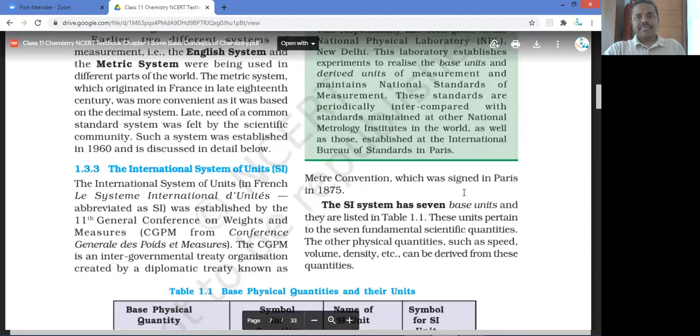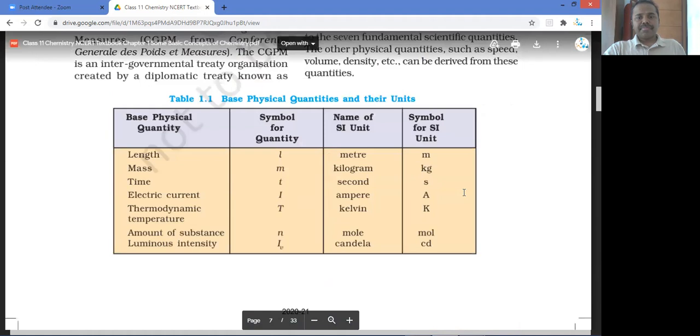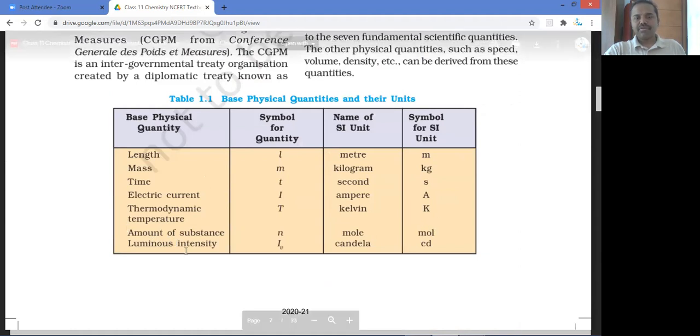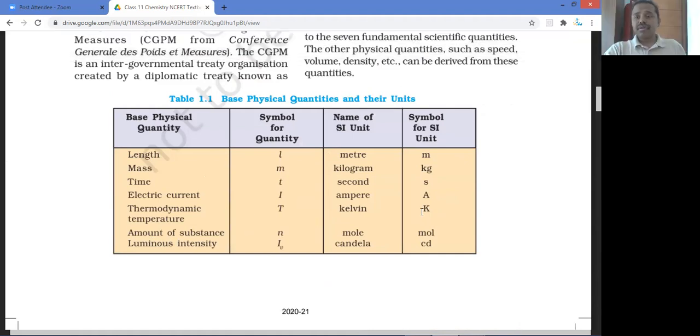The International System of Units. I would like you to memorize at least this table. The amount of substance, mole, I think you know. Luminous intensity, cd. Thermodynamic temperature, K. All the formulas will apply the temperature in Kelvin. That you know, right?